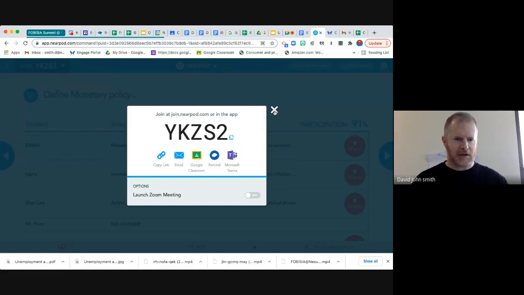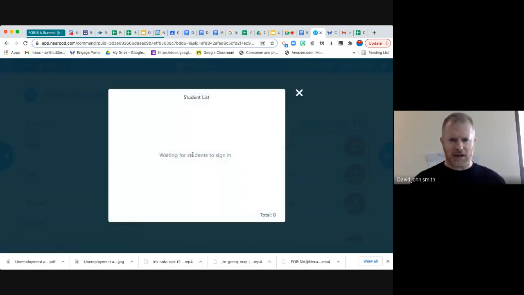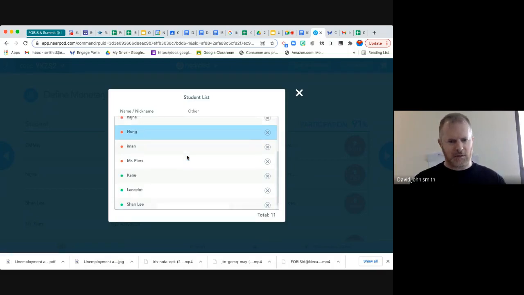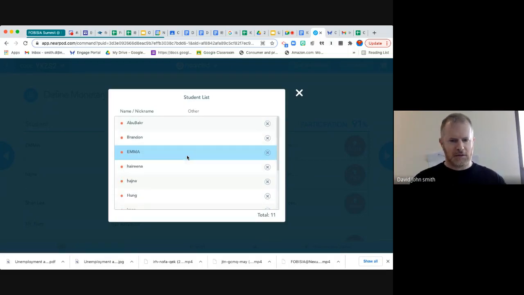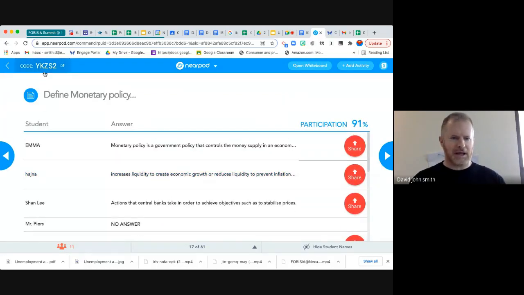In the top left-hand corner. All right, up there. And yes, we should be all arriving into the classroom, into the Nearpod. That would be fantastic if we could all be in there. That'd be good. All right, you will still be there from last time, but that's okay. All right, so we jump into the Nearpod YKZS2.